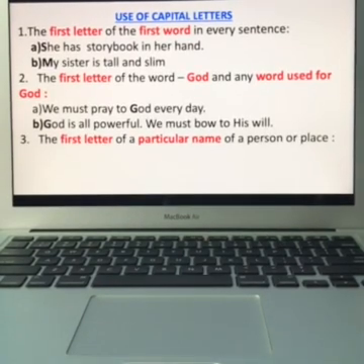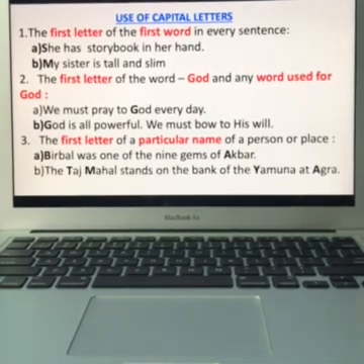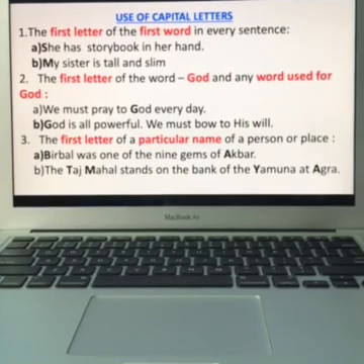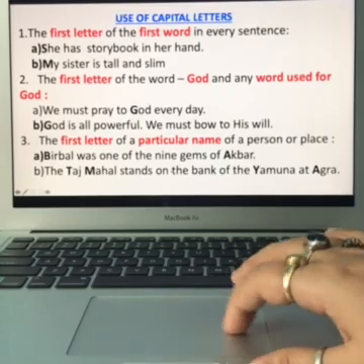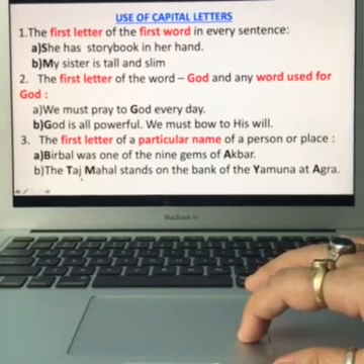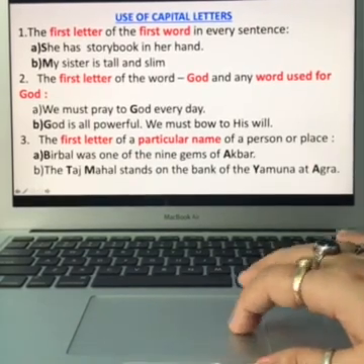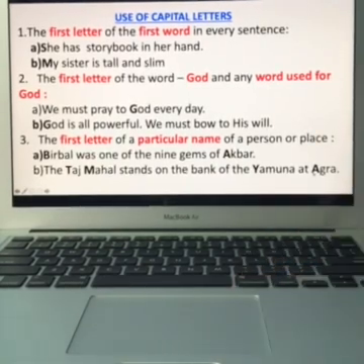The first letter of a particular name of a person or place will be always capital. Birbal was one of the 9 gems of Akbar. The Taj Mahal stands on the bank of the Yamuna at Agra. See, B of Birbal, A of Akbar. In the first sentence, capital. In the second sentence, T of Taj, M of Mahal, Y of Yamuna and A of Agra are capital because these are the names of particular place and person.